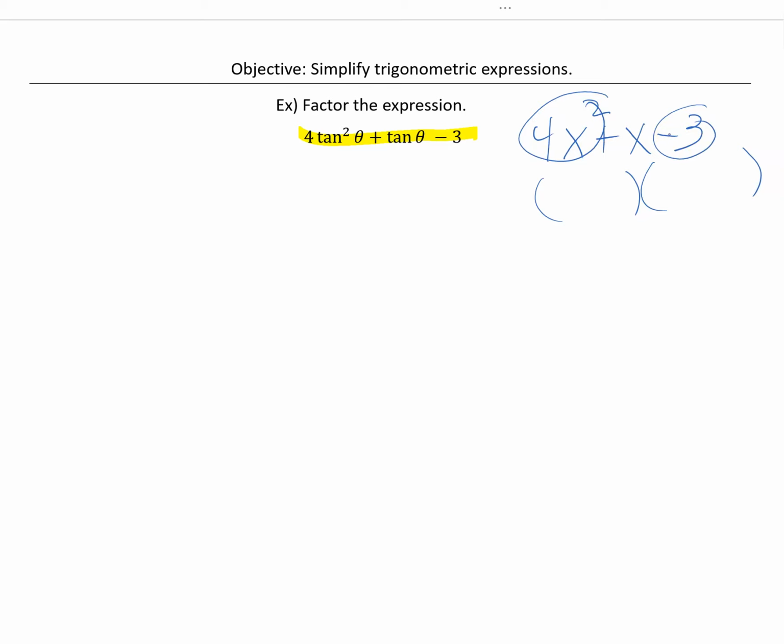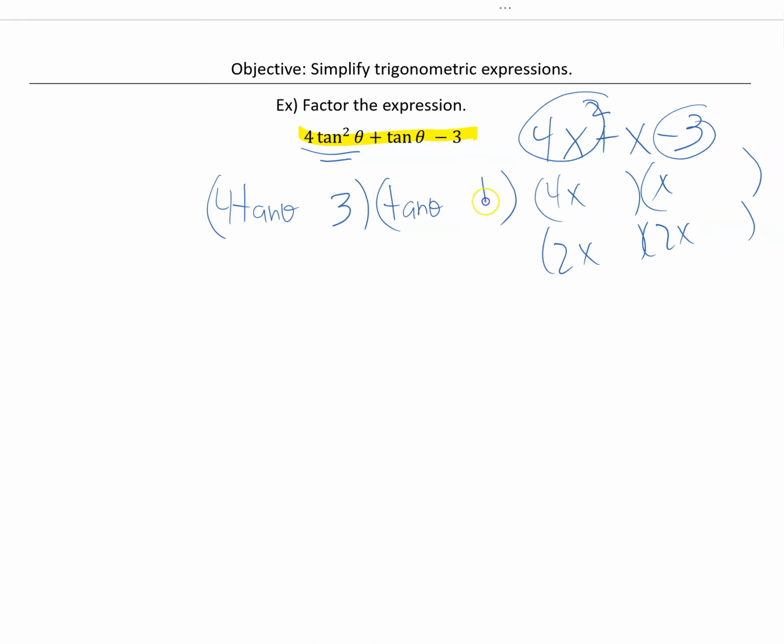So what we do here, we would split that into either a 4x and an x, or maybe a 2x and a 2x, depending on what we thought was going to work. And the same thing is true for 4 tangent squared. We would look at this as two binomials, and we could try 4 tangent theta and 1 tangent theta, or we could try 2 tangent theta and 2 tangent theta. I think this is the one that's going to work though.